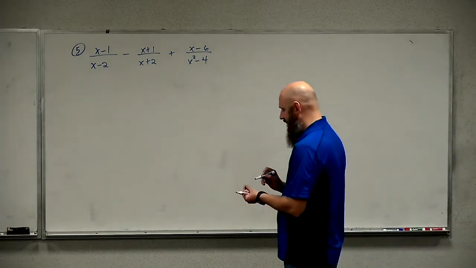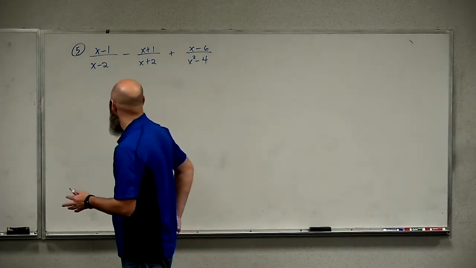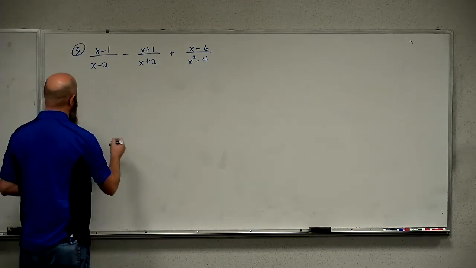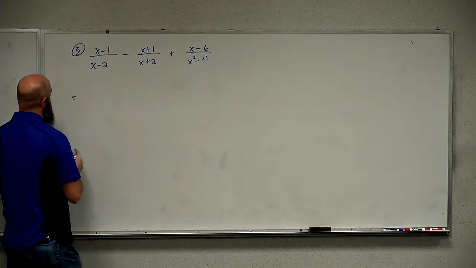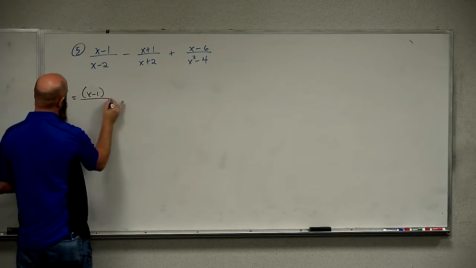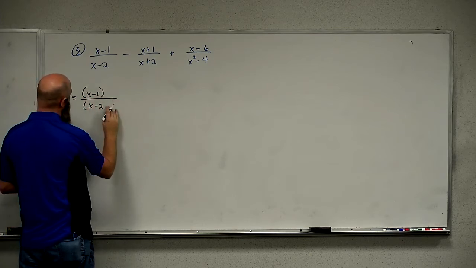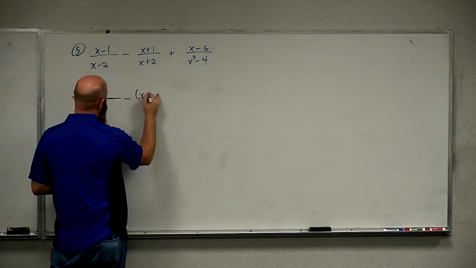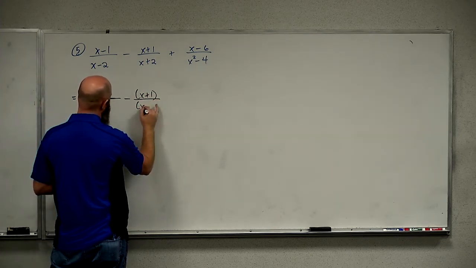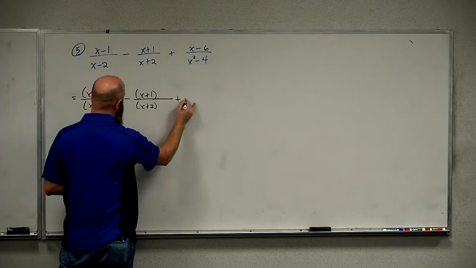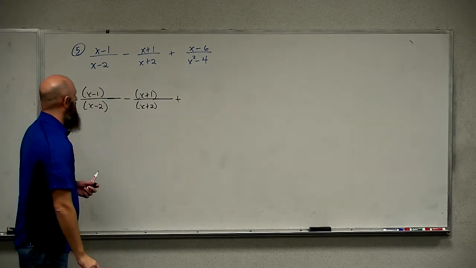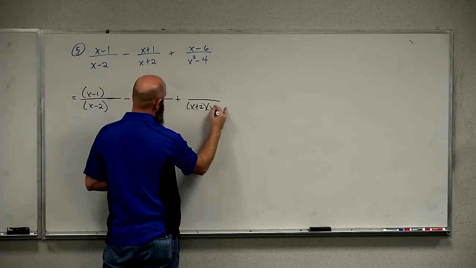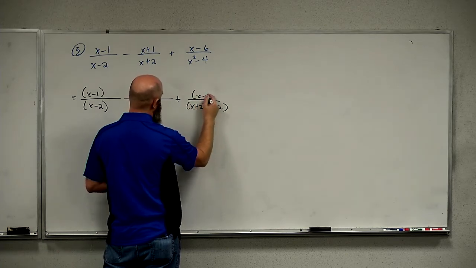All right, so again, I want to rewrite this, factor any pieces at the bottom that I can, before I start doing common denominators. (x minus 1)/(x minus 2). I'm assuming here I'm probably going to have to multiply, so I'm going to leave a little space. (x plus 1)/(x plus 2). Again, same type of thing. I'm going to leave a little space because I see I'm going to have to factor this last one. (x minus 6)/((x plus 2)(x minus 2)).